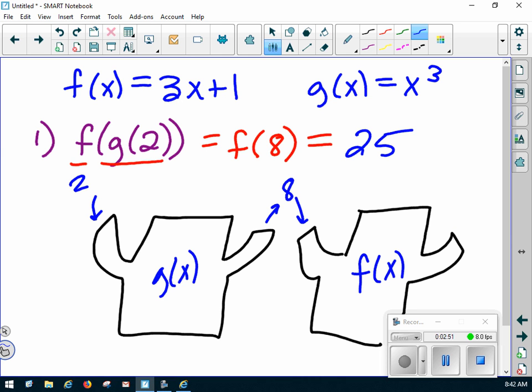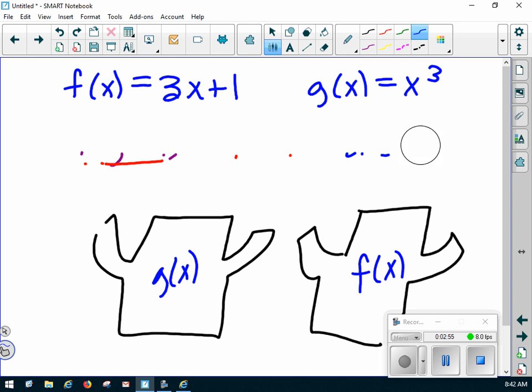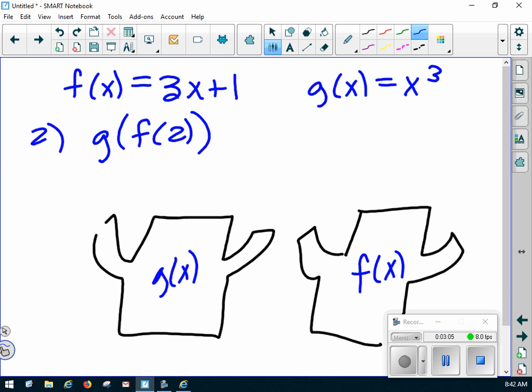All right, let's review your number 2. Your number 2 was, we didn't get to number 2. Well, we're going to do number 2 right now. G of f of 2. Same thing? Let's talk about it. Read it.